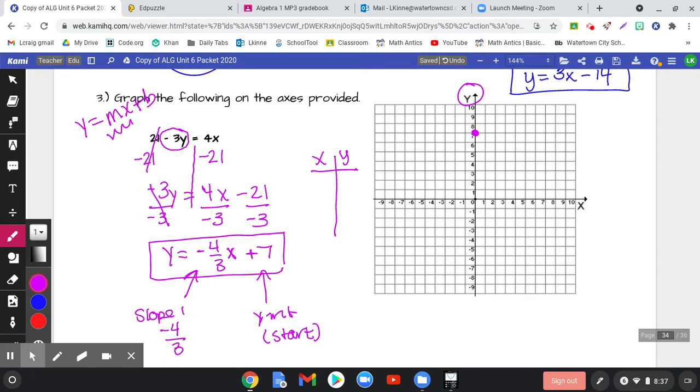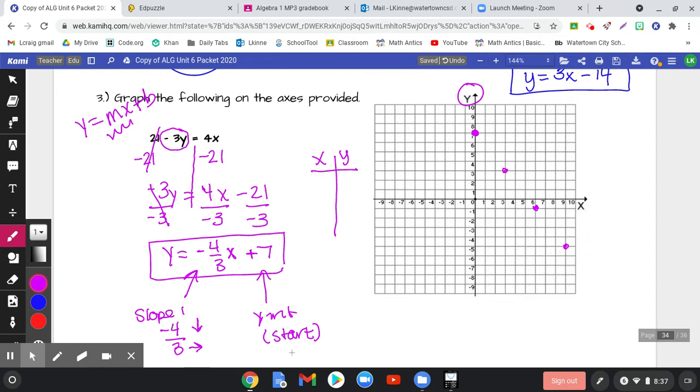So the negative just means you go down 4, but you always go to the right, whether it's positive or negative. So from your y-intercept, go down 4 over 3. Down 4 over 3. All right, get a few points on there, and then you can line up your ruler. Down 4 over 3. The more points you have, the more accurate.